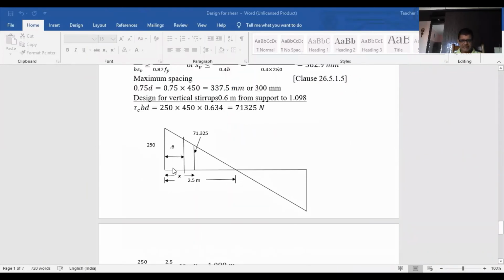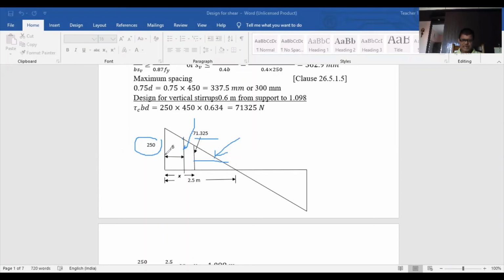Now come to this diagram. 250 kilonewton is the shear at the support. At 0.6, what is this value to find out? And then there is tau C bd, because now this will be tau V here for this section. Beyond tau C bd, you can provide only minimum shear. Between these two centers, you have to provide minimum shear.